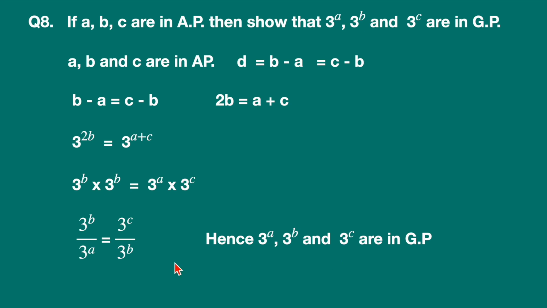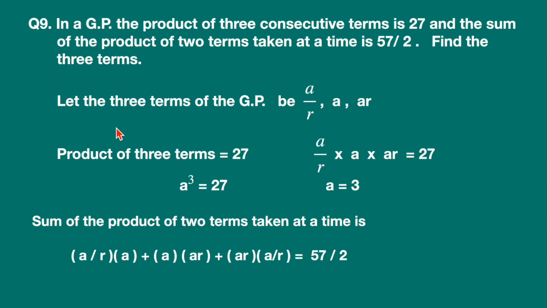See, now what this means is 3 raised to A, 3 raised to B and 3 raised to C are in GP. These are the common ratios. Second term divided by first term, third term divided by second term. So the common ratios are equal. Therefore, they are in GP.